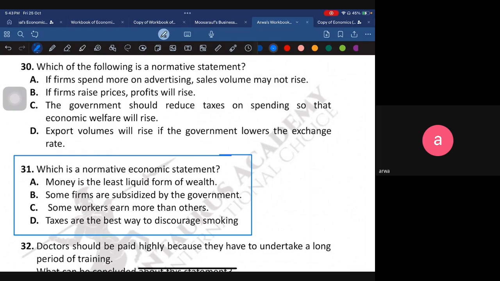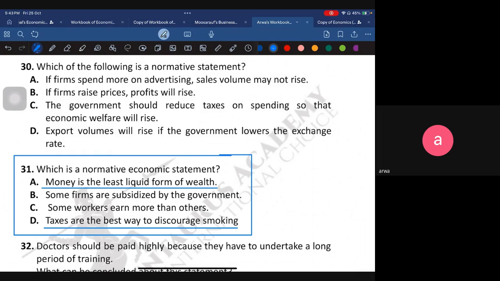So I think in this one it's D. Exactly. So this should be D, because this seems like an opinion. What happens is that there are students who say, okay, fine, sir, this also seems to be a bit of a normative statement. They might say that.